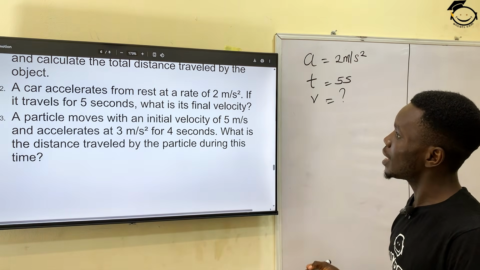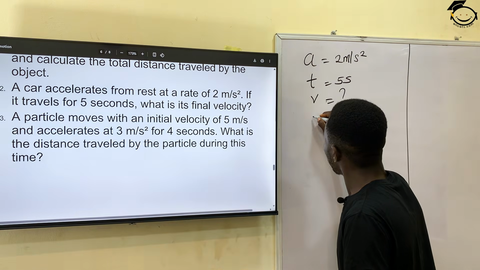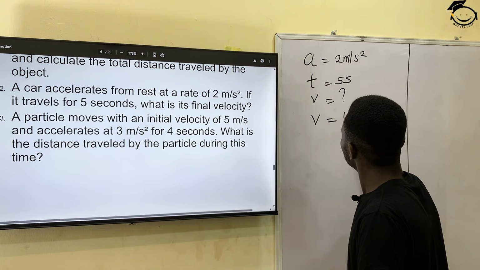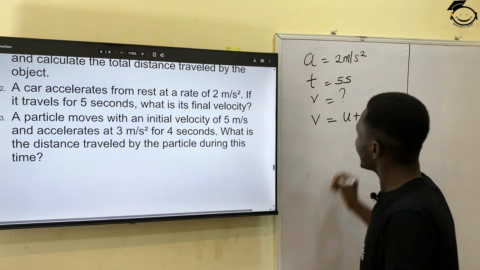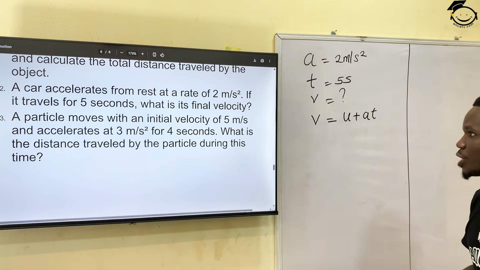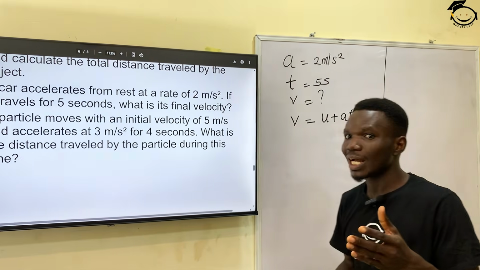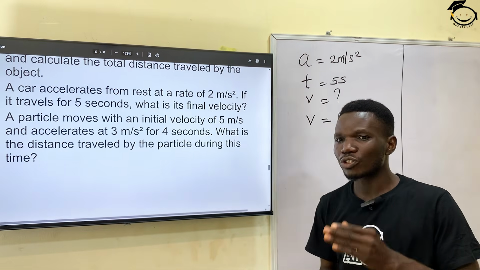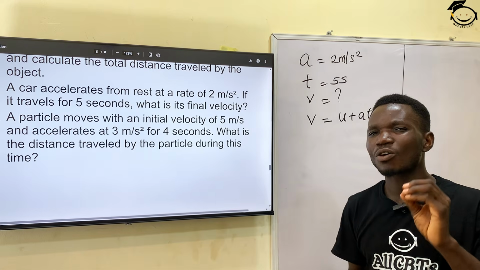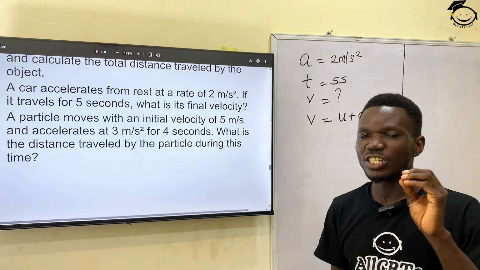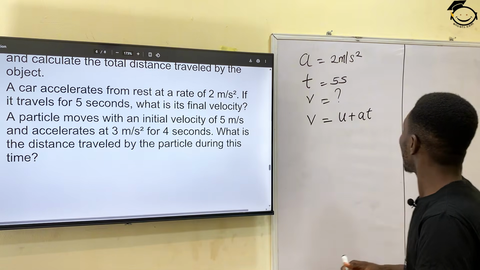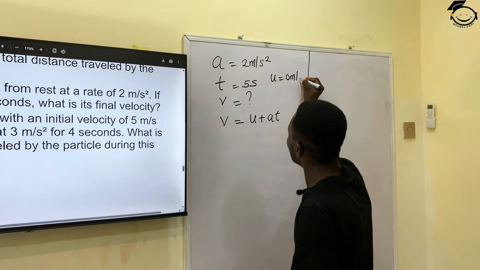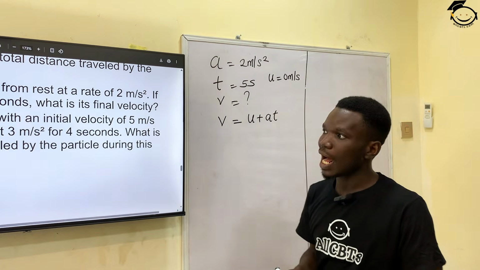From our formula, we said earlier that our final velocity is equal to u plus at. In this question, they did not tell us what u is, but it was said without telling us it is a parameter. Because the question said a car accelerates from rest. Whenever an object starts from rest, its initial velocity is 0. So automatically our u is 0 meters per second because the body starts from rest.